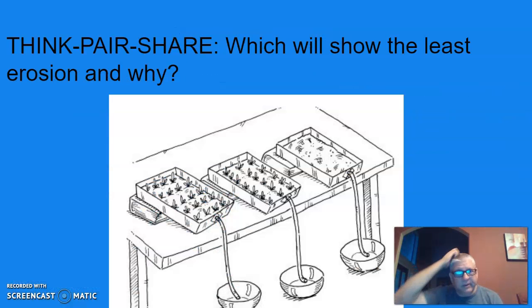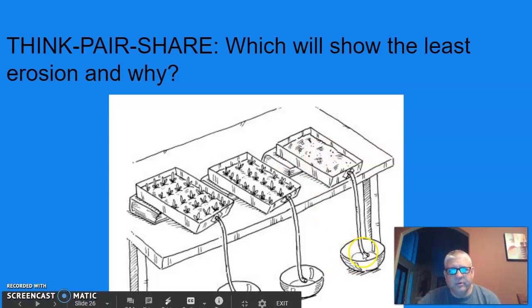So at this point, I'm going to give you a couple of seconds to figure out which will show the least erosion and why. So which one of these are containers that are on a slant. We're going to add water to them. Okay, let's say we add a bucket of water. I don't know, maybe half a gallon to each one. Which one will show the least erosion?